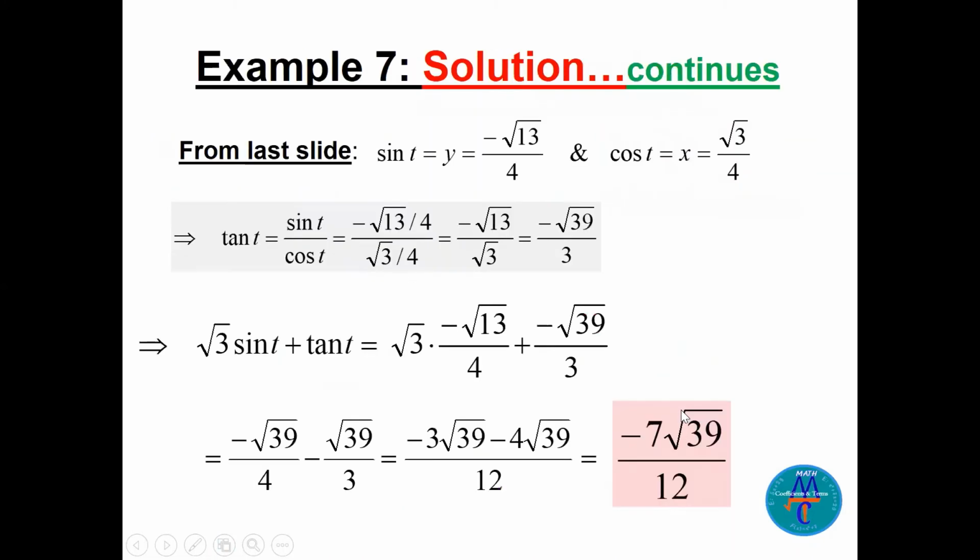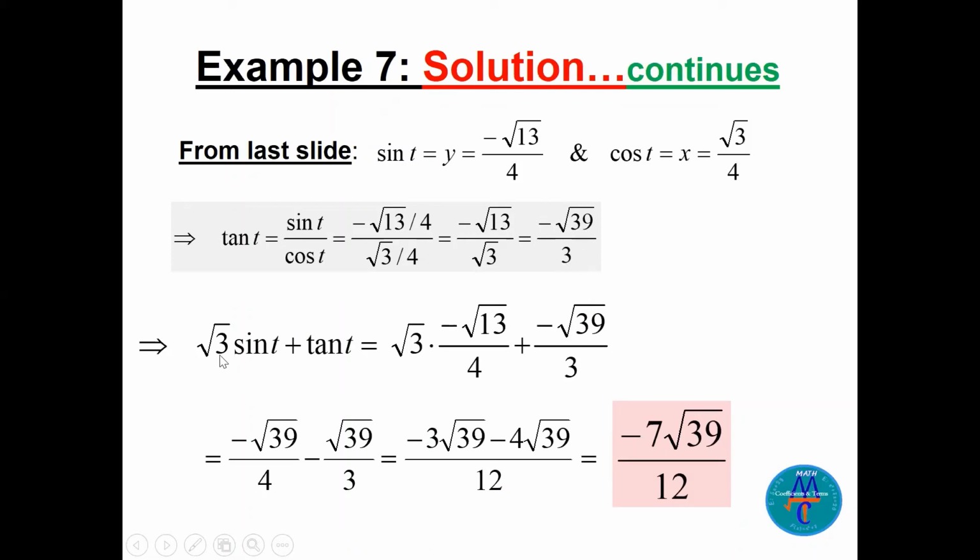Now on the next slide, I have sine of t, cosine of t, then I can find tan t, sine t divided by cosine of t. So you divide them, you get minus square root of 39 divided by 3. See, this is the required now.